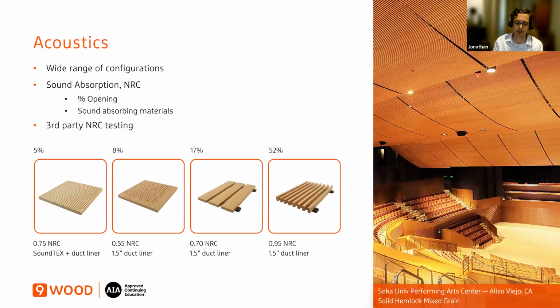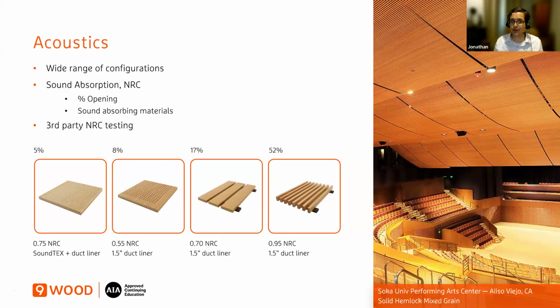Repeating acoustics: wood ceilings are expensive. They need to deliver more value for a client. One of the ways to do that is through sound absorption, NRCs, and so this just adds another percent there. And as I mentioned, some products will have acoustic in the name, others won't. Well, it really doesn't depend on that. It depends on percent opening and having some sound absorbing material behind the product.